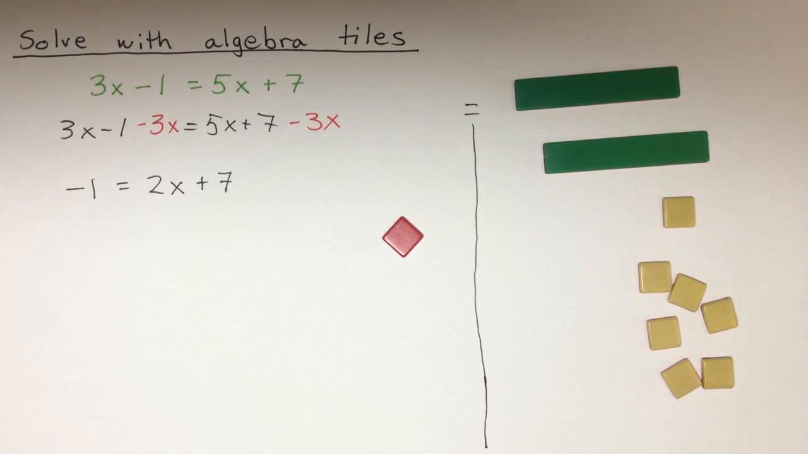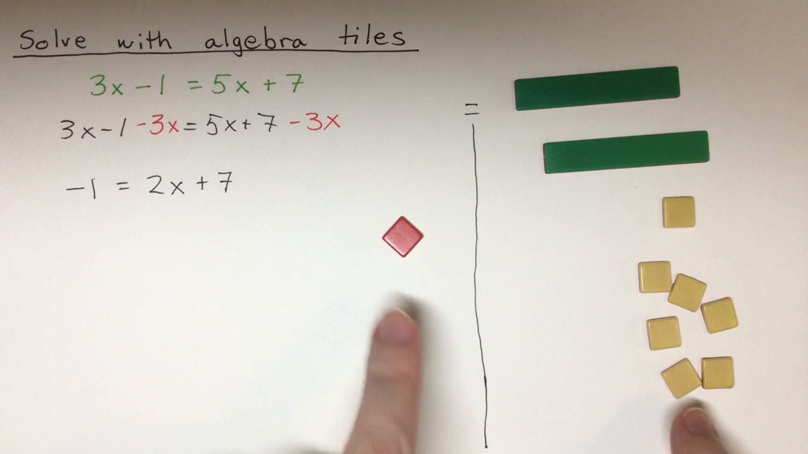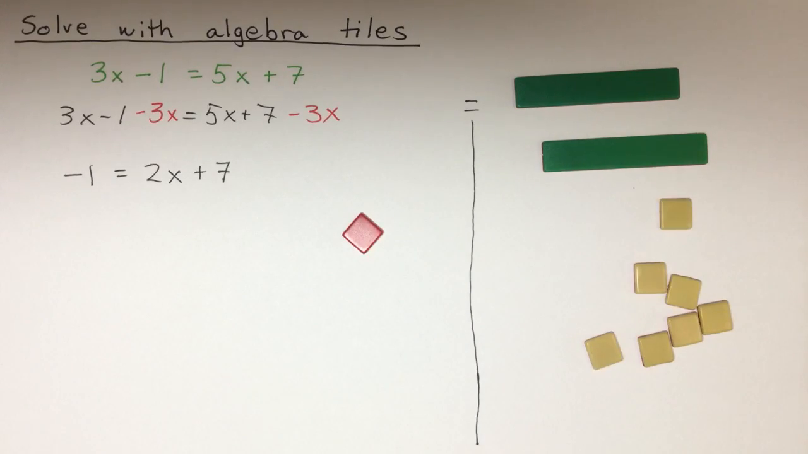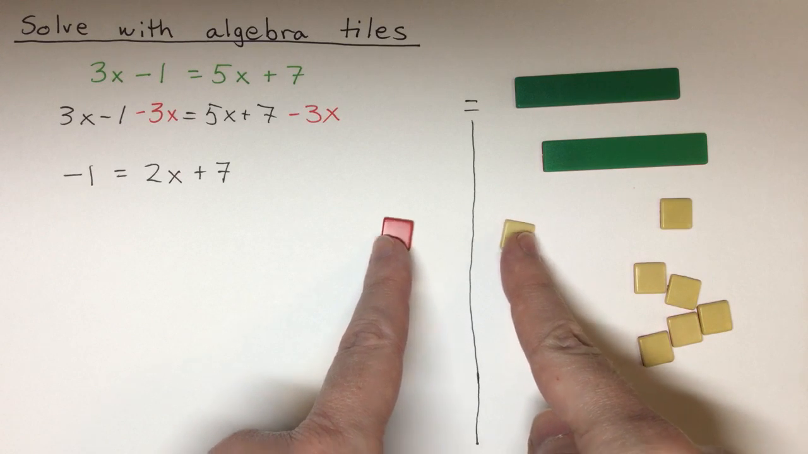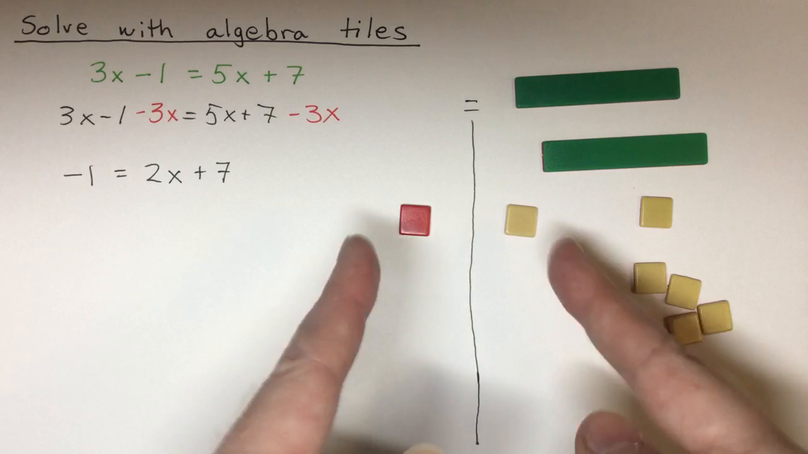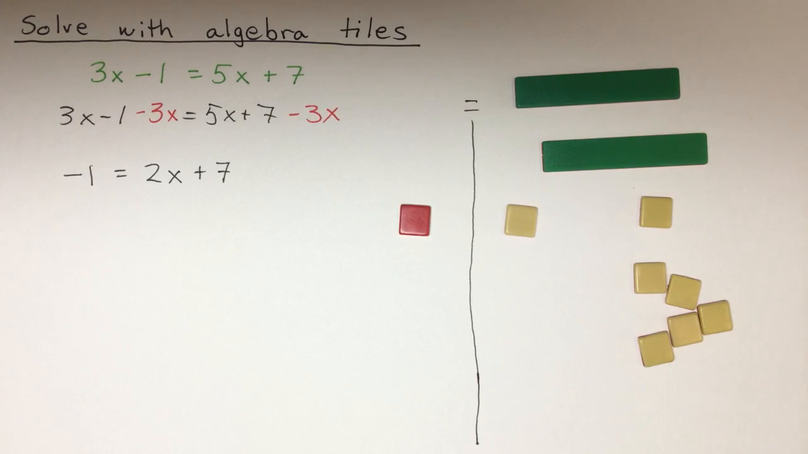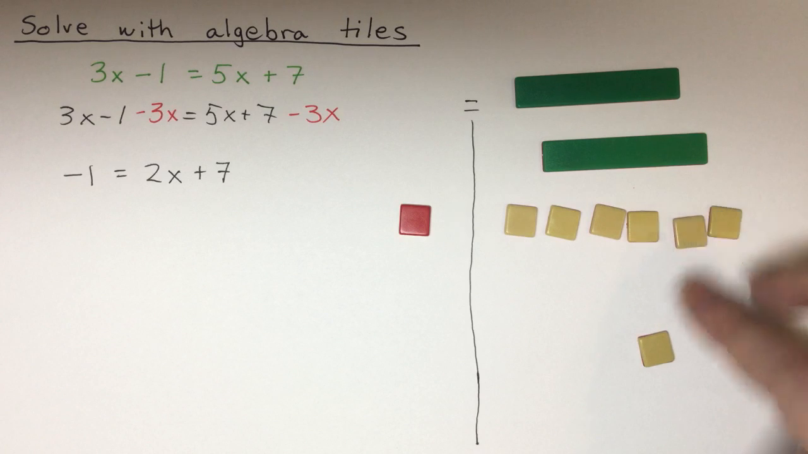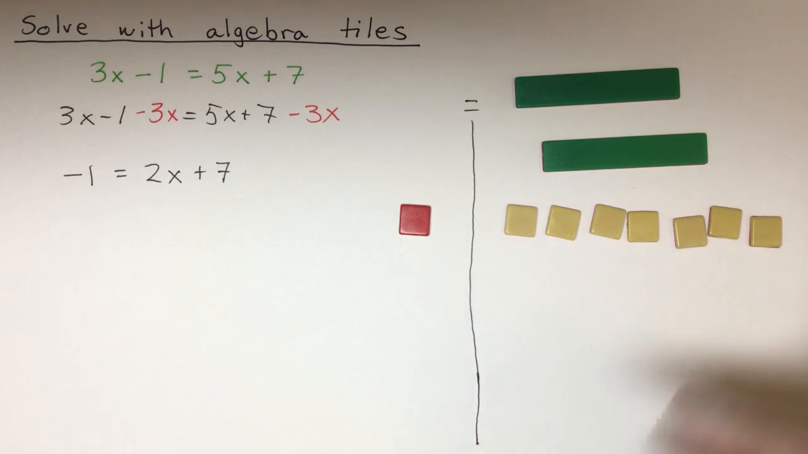Well, I can't just take away from both because I have different colors. If I had the same color like I just did with the x's, I can just remove. But here, they're opposite, or we can't just take away because we don't have the same on both sides. So my goal here is to get rid of these ones.